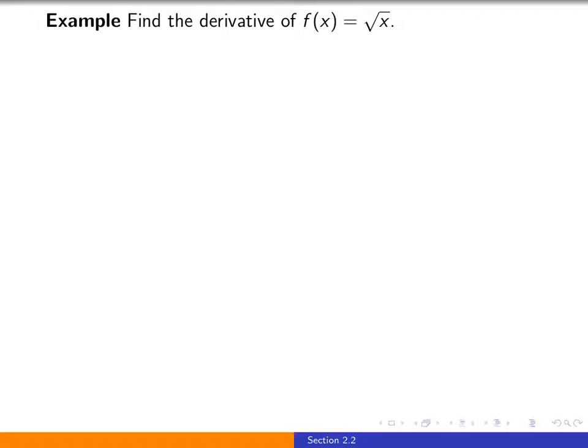So one last example of using the definition of the derivative. In this example, we will differentiate the function square root x. So our first step is to write out that definition. So the limit as h approaches 0 of the difference quotient.